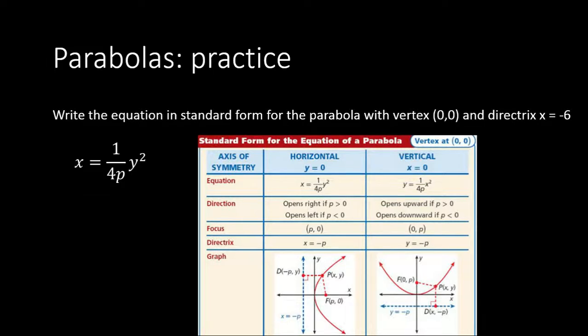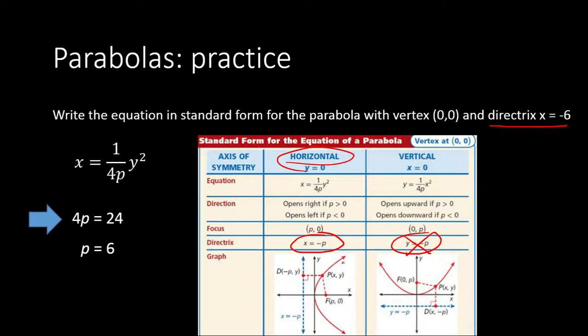Let's say we want to write the equation in standard form for a parabola with vertex 0, 0 and directrix x equals -6. What do we do? Notice first of all that they've told us directrix x equals -6. Directrix is defined by x, which means we must have a horizontal parabola. Also, if the directrix is -6, that means -6 is equal to -p. If we divide both sides by -1, we find that p is equal to 6, meaning 4p equals 24.